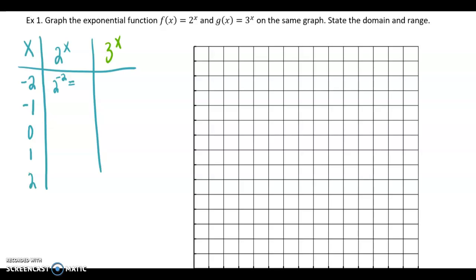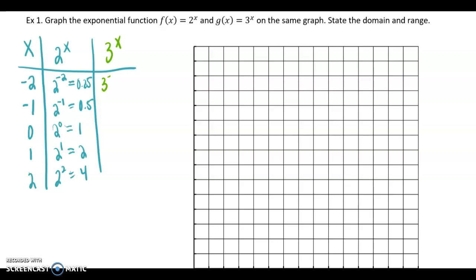So 2 to the -2, you want to plug that into your calculator, and it will say 0.25, and then 2 to the -1, plug that into your calculator, and I would say 0.5, and then 2 to the 0 power, well, we know that's 1. 2 to the first power is 2, and 2 to the second power is 4.